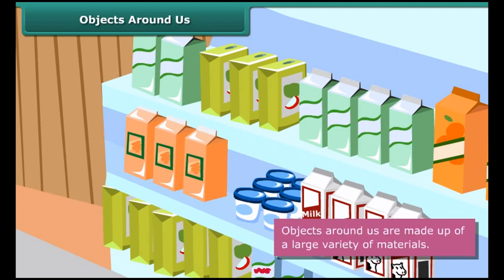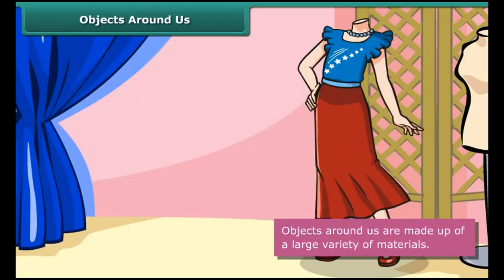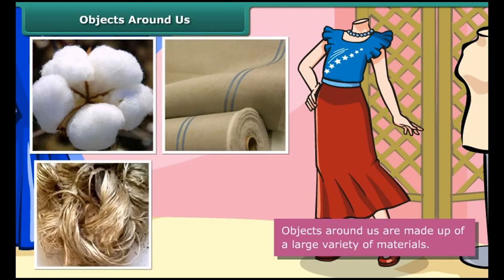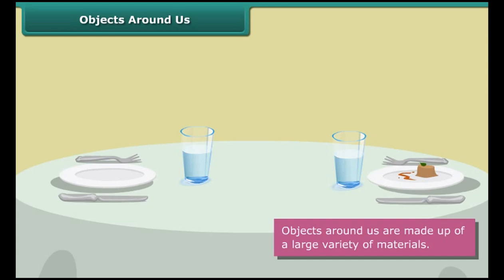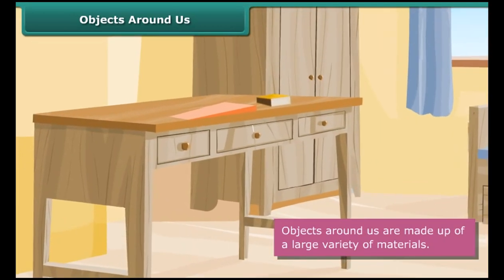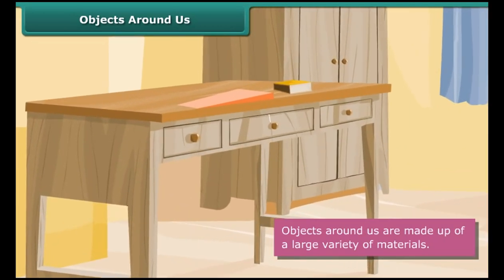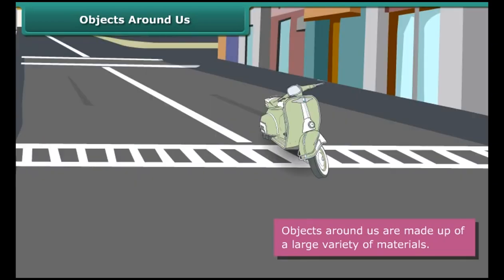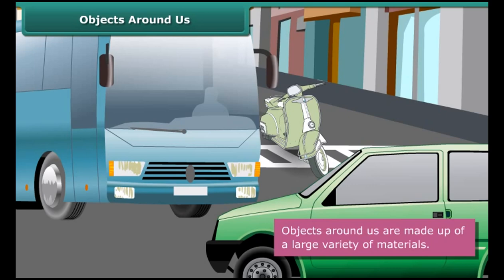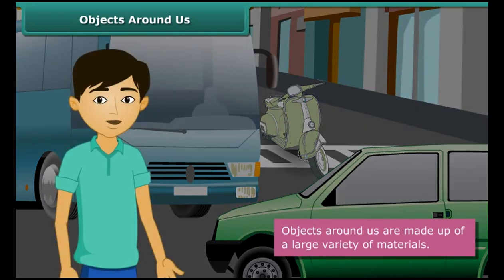All objects are made of one or more materials. Clothes are designed from cotton, linen, jute, nylon, etc. We use glass, stainless steel, or plastic crockery in our homes. Furniture is made of wood, plastic, or even iron and stone. Leather, plastic, resin or jute is used to make bags, shoes and jackets. Vehicles such as scooters, cars, buses are made of steel. Therefore, we may say that objects around us are made up of a large variety of materials.